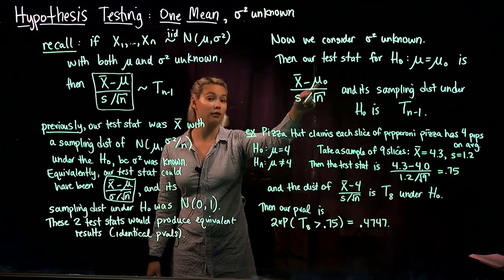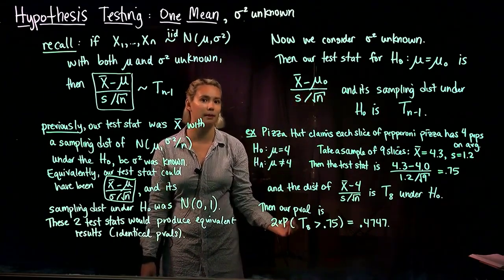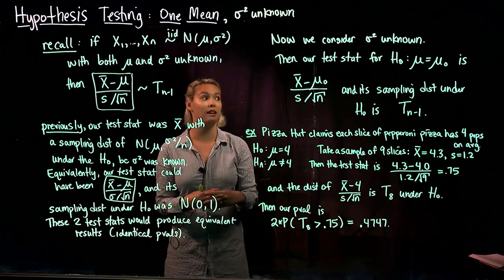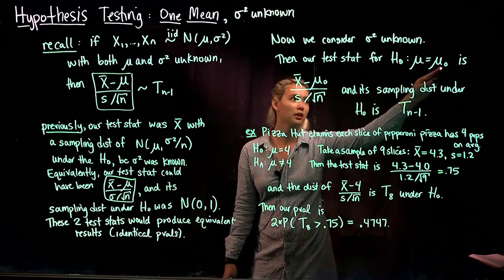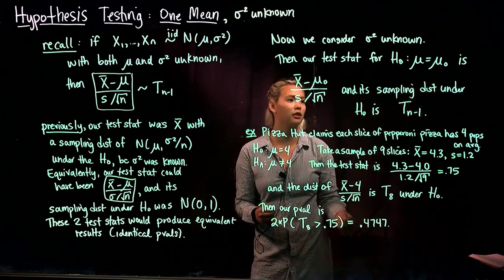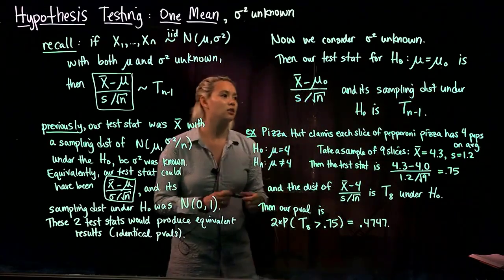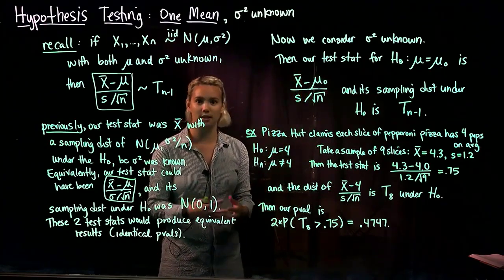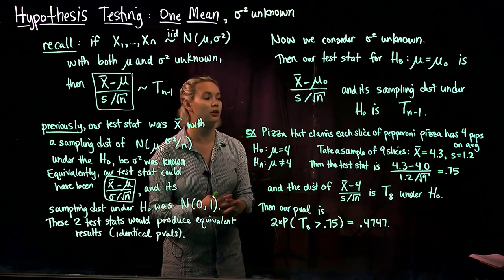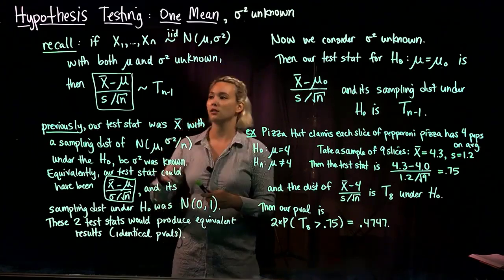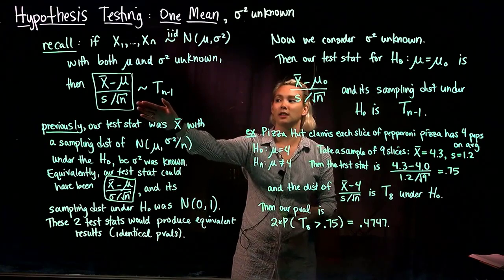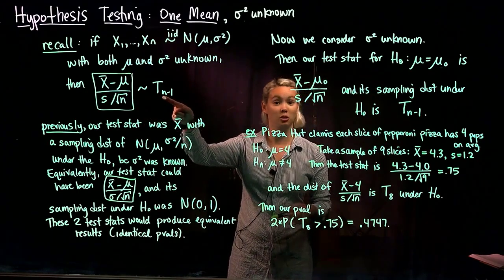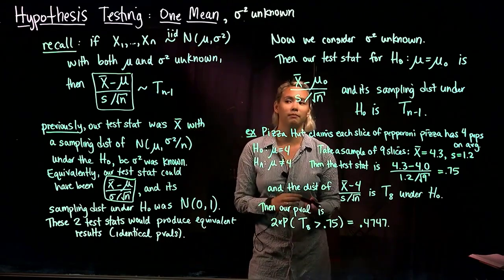So we subtract off the value of mu under the null hypothesis because we assume that mu is equal to mu naught. In other words, we assume that the null hypothesis is true until we have evidence otherwise. So then we have our test statistic that's here, and then we need to know what is the sampling distribution of our test statistic under the null hypothesis. And this tells us that our sampling distribution for the test statistic under the null is going to be a t-distribution with n-1 degrees of freedom.